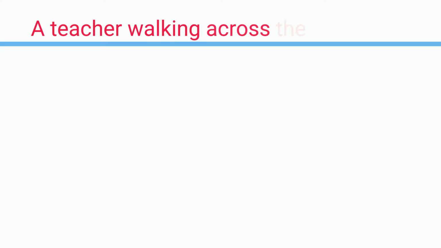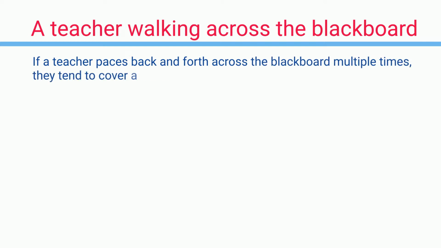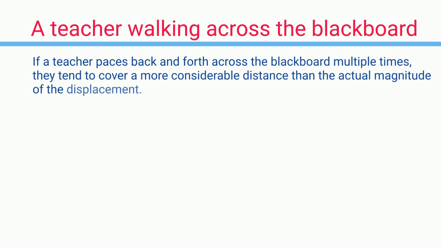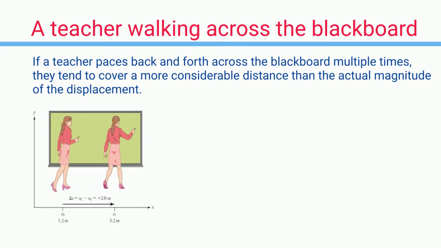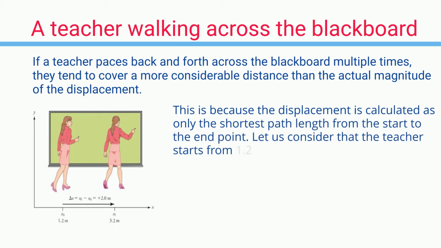A teacher walking across the blackboard. If a teacher paces back and forth across the blackboard multiple times, they tend to cover a more considerable distance than the actual magnitude of the displacement. This is because the displacement is calculated as only the shortest path length from the start to the end point.